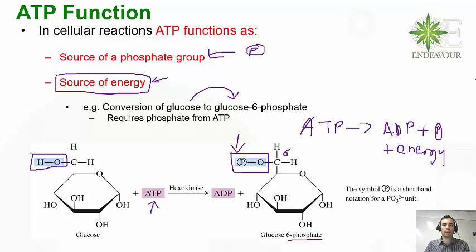So this phosphate can actually be added on to another component. For example, we see here that glucose can be converted to glucose 6-phosphate by using the phosphate that has been removed off ATP.